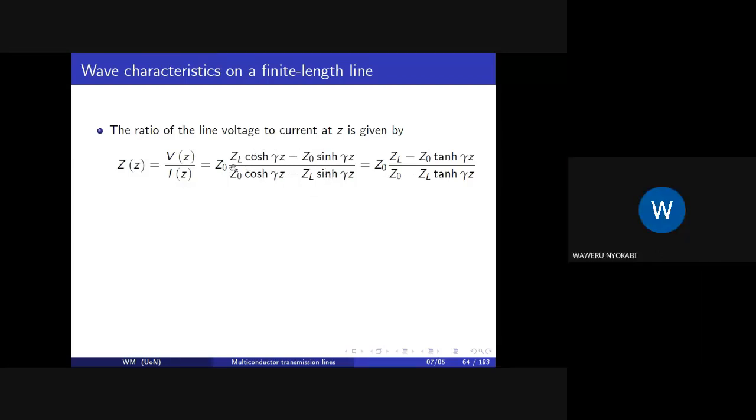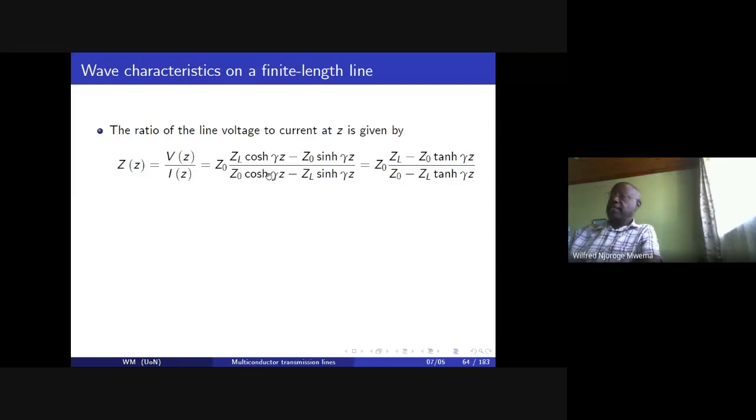Yes, it's correct. So usually this expression is written by taking out the hyperbolic cosine, that is factorizing it out, and therefore you'll get it in many times. It will be given as Z0, ZL minus Z0, hyperbolic tangent of gamma Z over Z0 minus ZL, hyperbolic tangent of gamma Z.